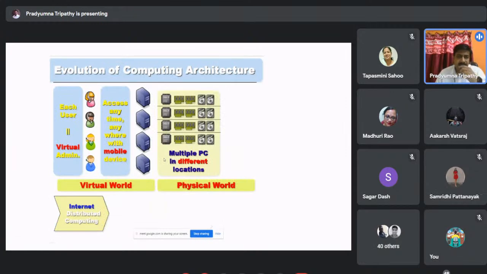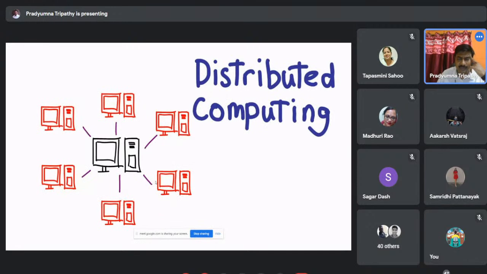The next generation comes with the processors and memory, similar to the previous one. The only thing is that now these can be accessed anytime, anywhere with mobile devices. Each of these users is now called a virtual admin, right? So multiple PCs in different locations. Now these are in different locations and we want to access them, right? That leads to distributed computing.